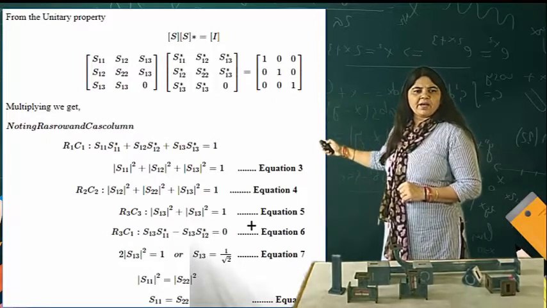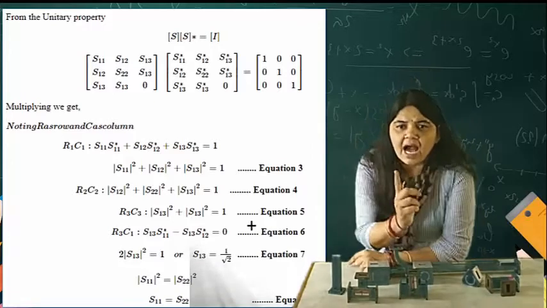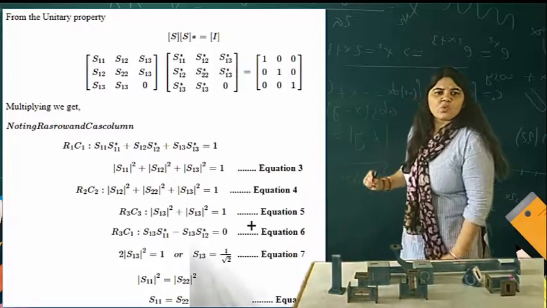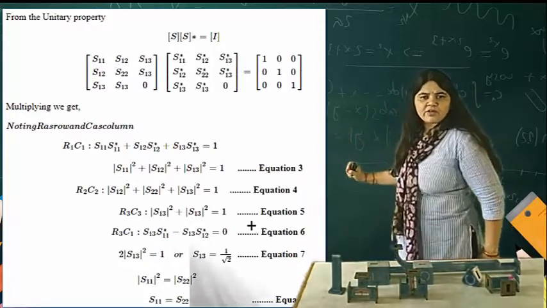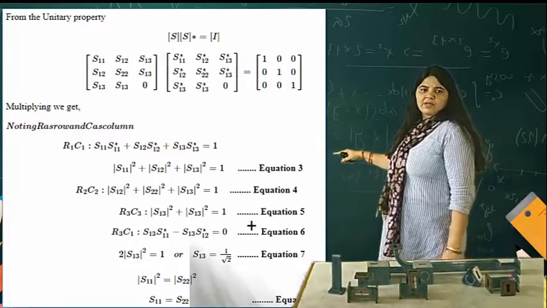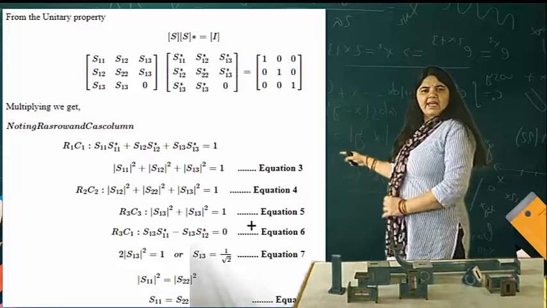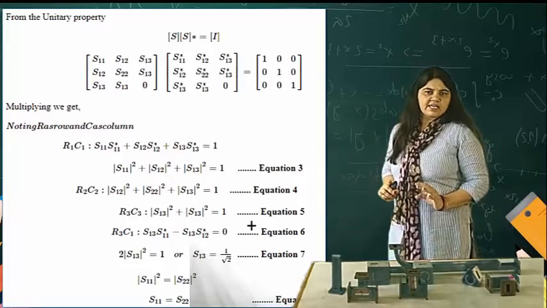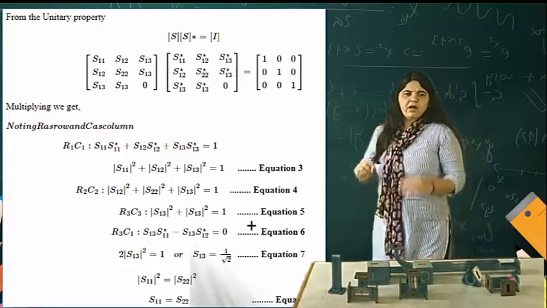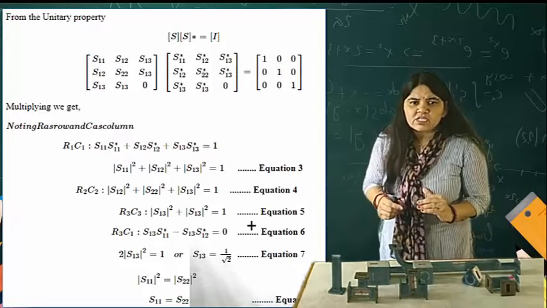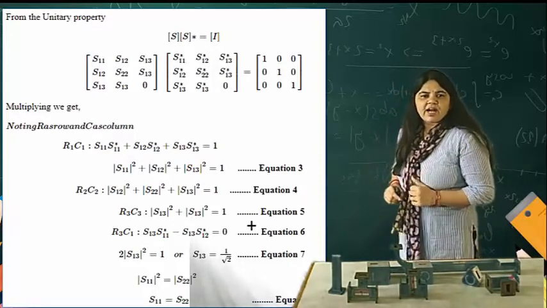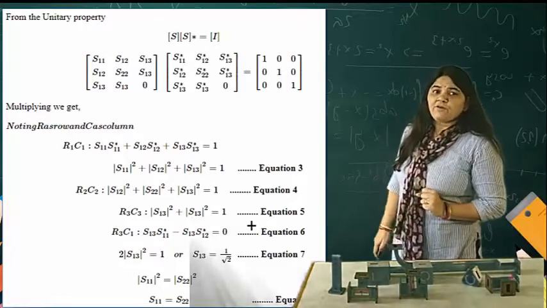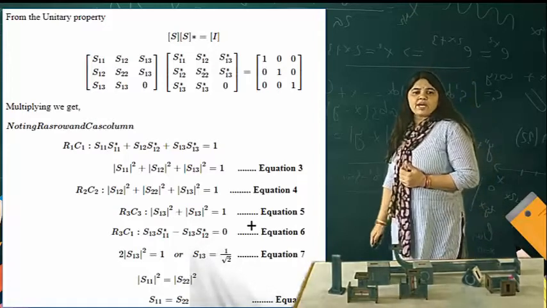So now what happened? R1C1: S11 into S11 complex conjugate, S12 into S12 complex conjugate, and S13 into S13 complex conjugate is equal to 1. First row, first column, we are taking. This way we have the R1C1 value, the R2C2 value, and the R3C3 value. By solving all these equations, we can get the values for S11, S12, S13.